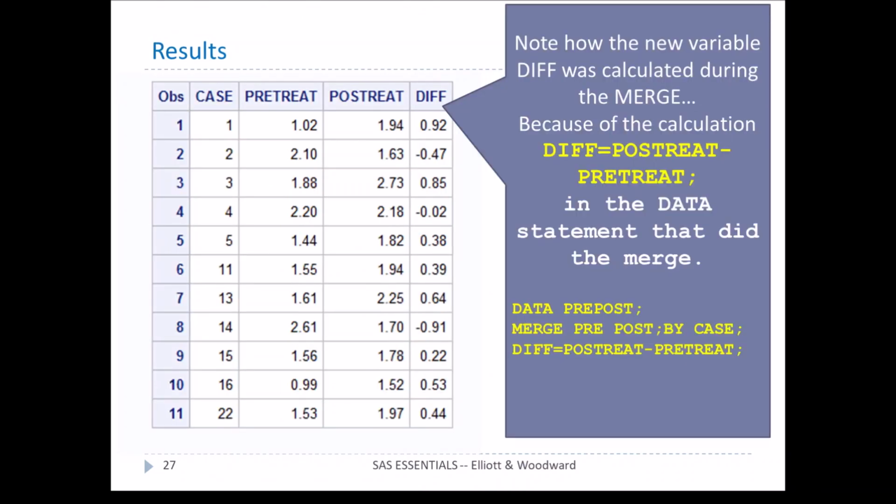Now I want to make a note here just real quickly that again, the calculation needs to appear in the data step where you did the merge. So notice down below, data pre-post, merge, and then diff equals post-treatment minus pre-treatment. All that appears before any run statement. It all has to be within the data paragraph.